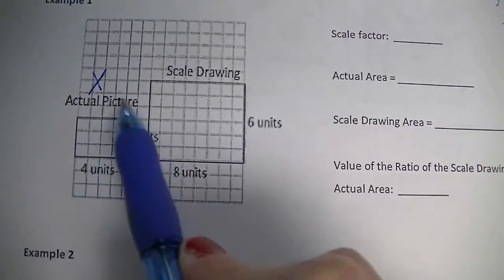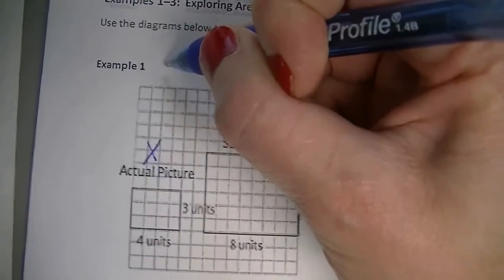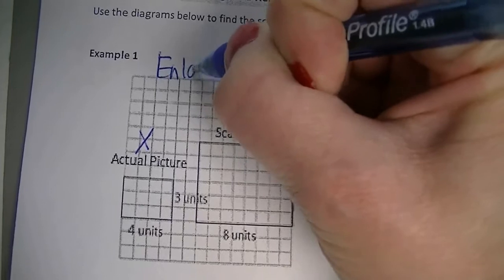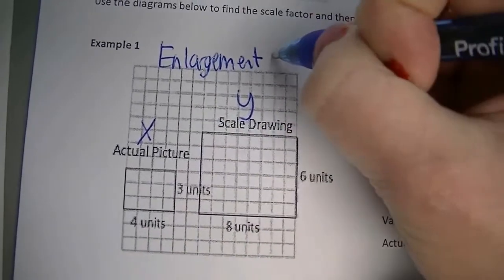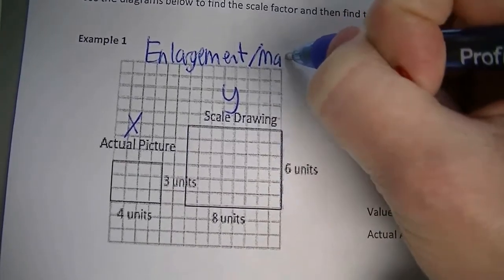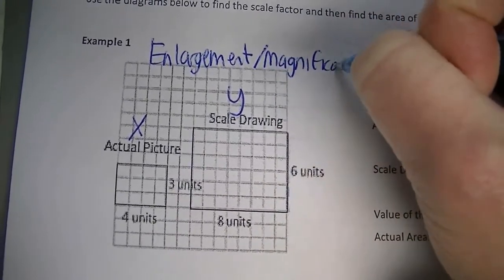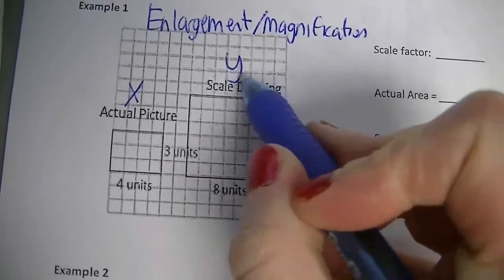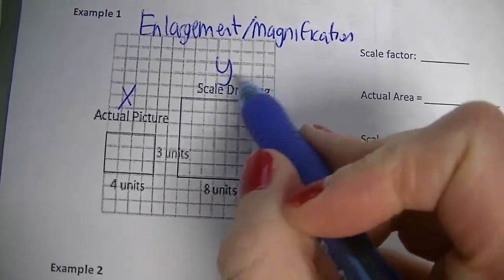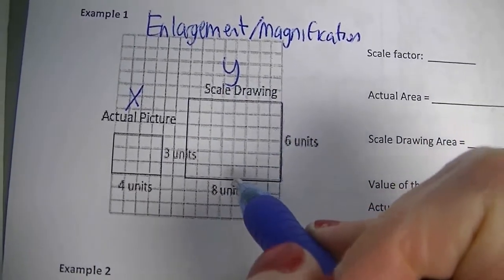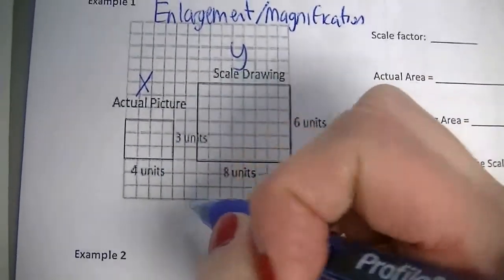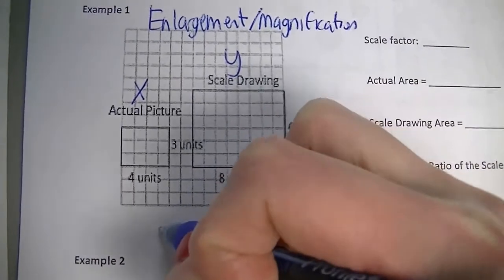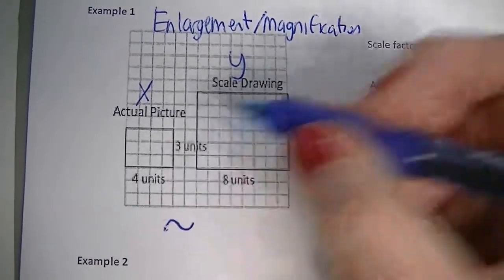You'll notice that it started out small and it got bigger to get to over here. So I know an enlargement happened. And that's to refresh your memory. And you could also have said magnification. That's what happened. And since this second picture is labeled scale drawing, I know that this actual picture is similar to the scale drawing. Remember that symbol means similar. So these are similar to each other.